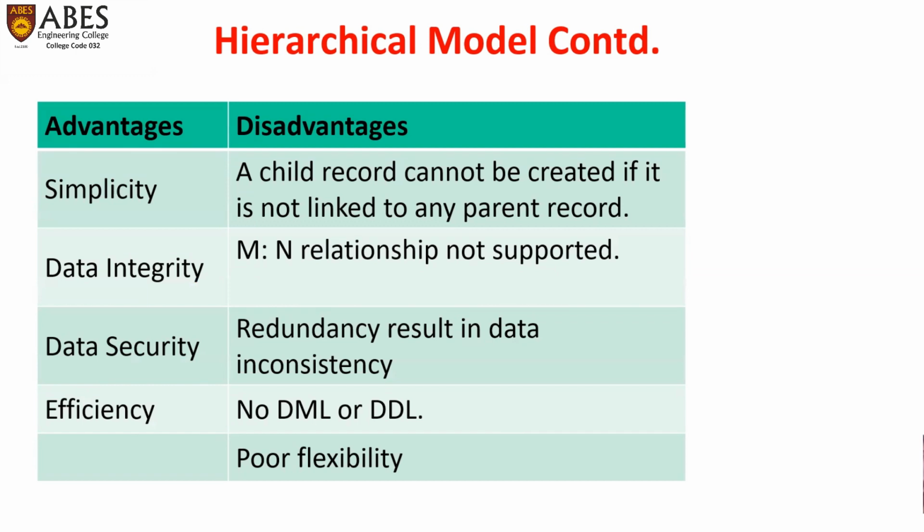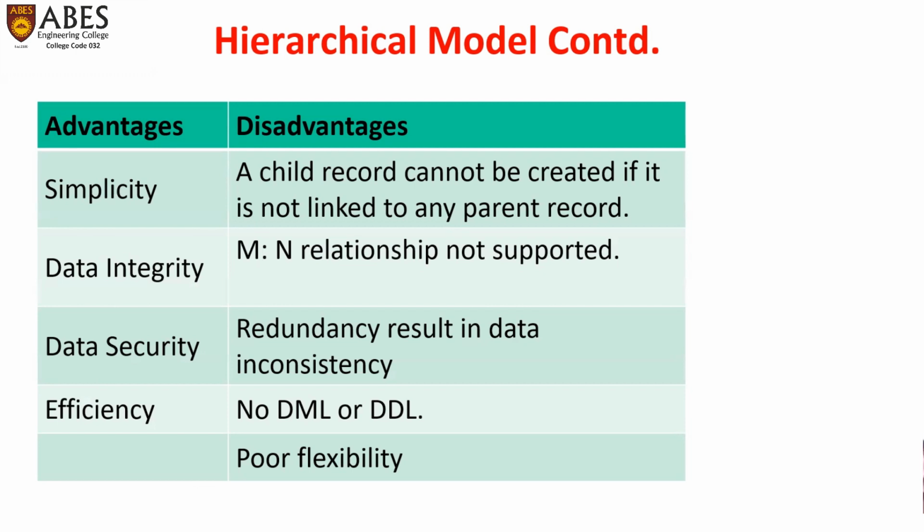So there are a few advantages and disadvantages of this model. Like, it is simple. This is the advantage of this model. It is very simple, and data integrity is maintained because this model follows the parent-child relationship. Each node is associated with its parent node, so data integrity is also ensured. Data security: this is the first model which ensures data security also. Efficiency: it is much more efficient because all child nodes are associated with their parent nodes.